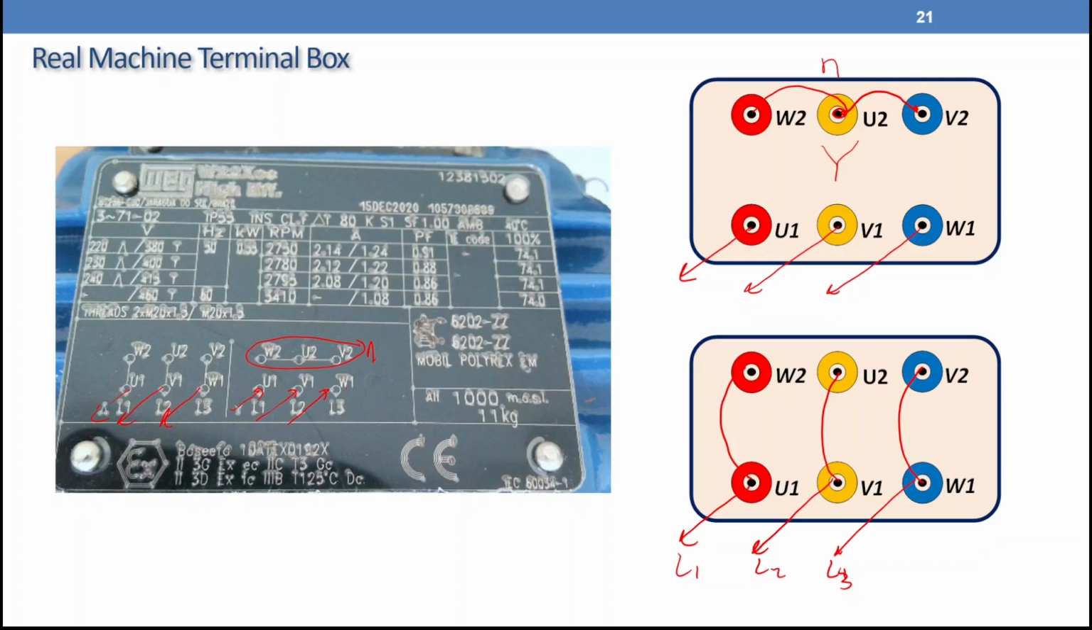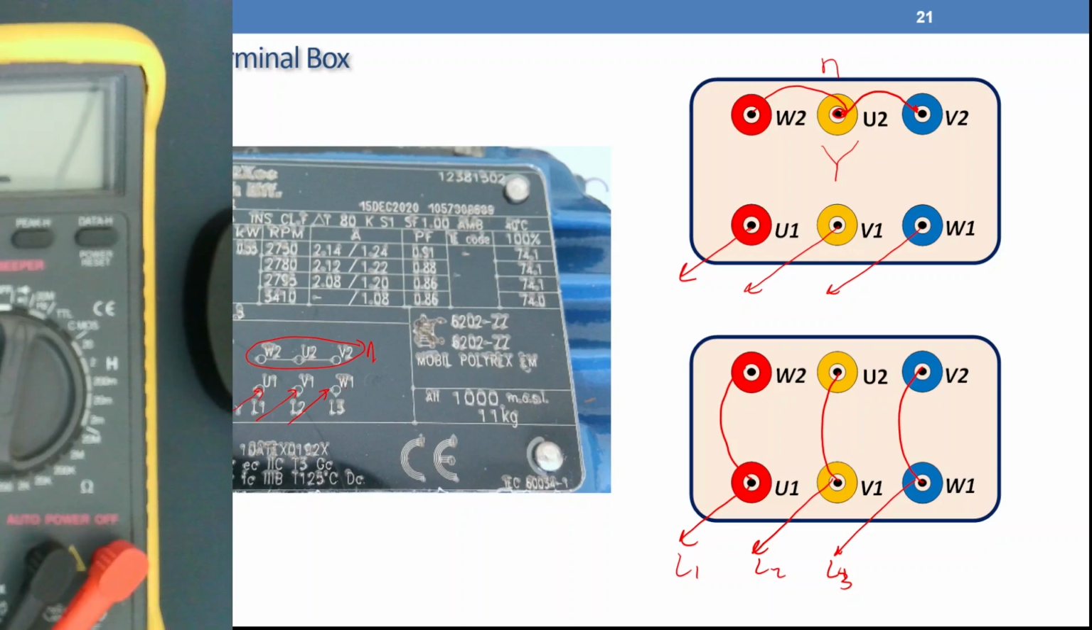But the question now: how do you know that this winding is U1, U2, or W1, W2, or V1, V2? So I need to test that one to know the winding arrangement, or which coil represents UVW. Let us see.